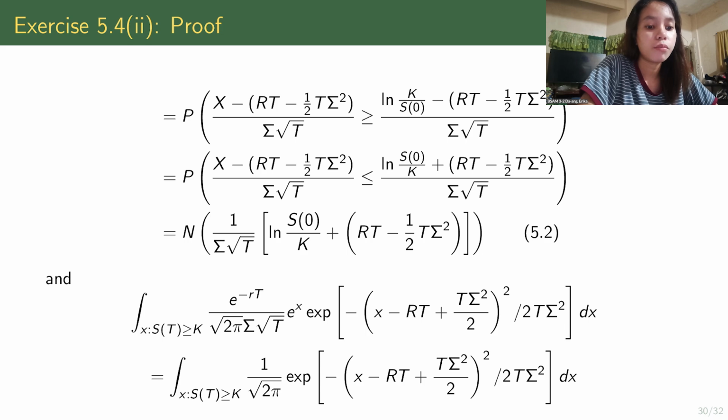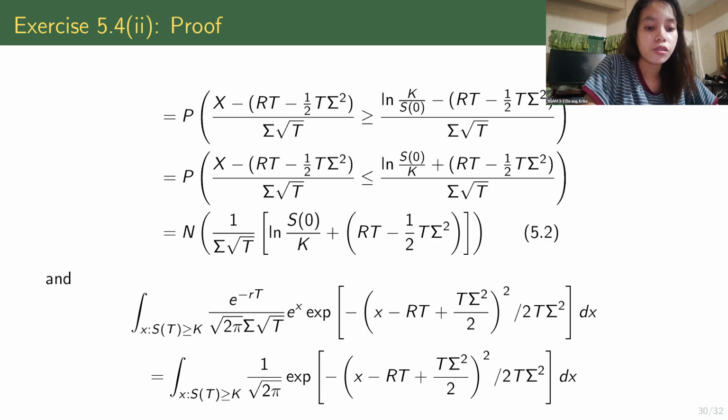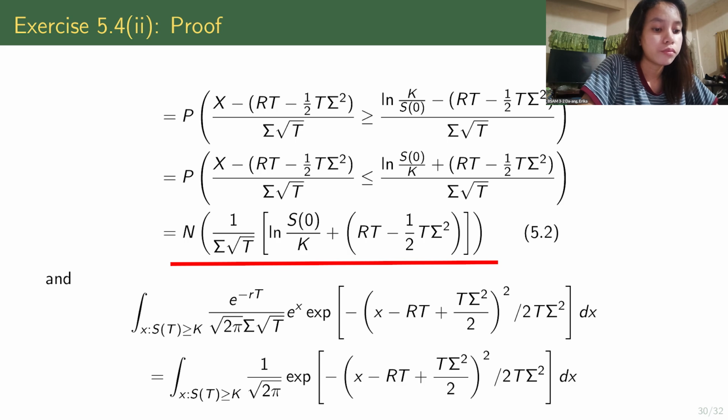Next, it is equal to the probability that (x - (rt - ½tσ²))/(σ√t) is less than or equal to (ln(S(0)/K) + (rt - ½tσ²))/(σ√t). It is also equal to N of (1/(σ√t)) times (ln(S(0)/K) + rt - ½tσ²).